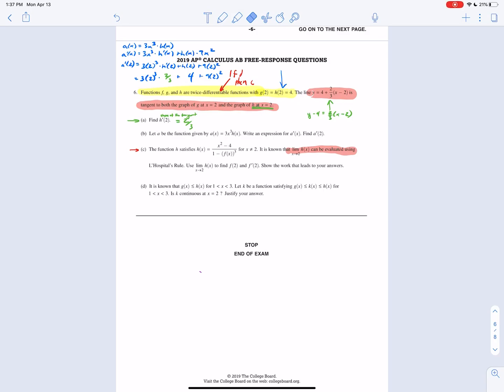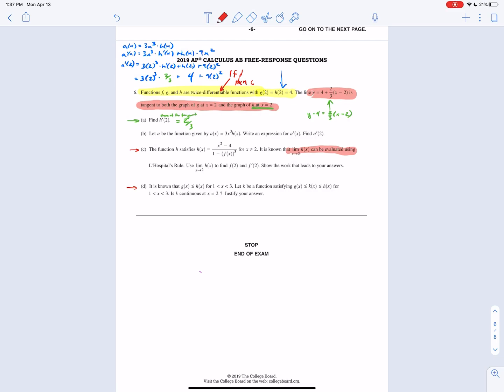Okay, here's part D. So it is known that g of x is less than or equal to h of x from 1 to 3. Let k be a function satisfying that k is somewhere in between g and h for 1 to 3. So is k continuous at x equals 2?